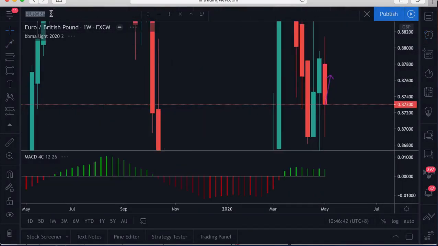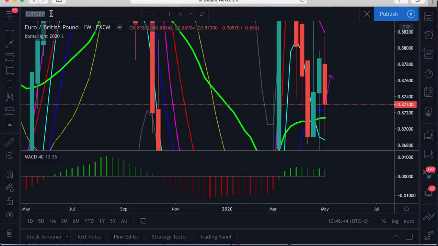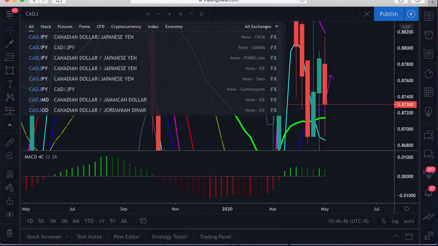Next pair that we want to look at for this week will be CAD-JPY.